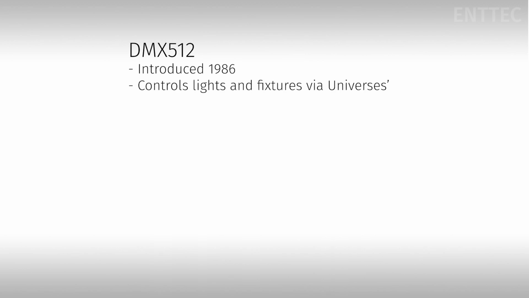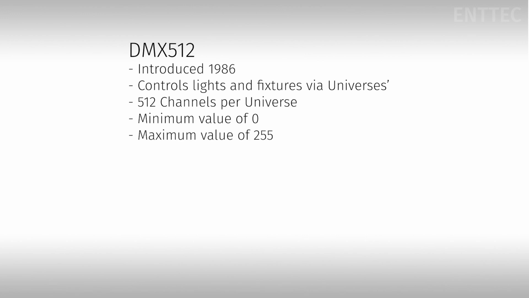DMX512, or simply DMX, is a lighting control protocol developed back in the 80s to help standardize stage lighting control. And there have been a few revisions since then. DMX is broken up into control units called universes. And each DMX universe consists of 512 channels, hence DMX512. Each channel has a minimum value of 0 and a maximum value of 255. If you're familiar with binary, this means that each channel contains 8 bits of data.